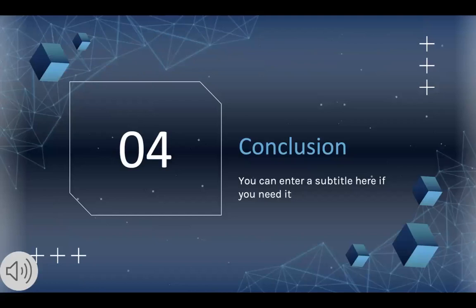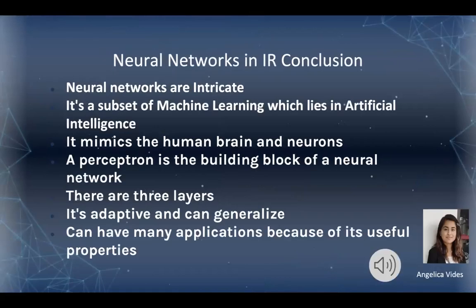In this section, we are going to briefly summarize our findings throughout this presentation. In conclusion, neural networks are quite intricate since they're made up of quantitative models, they're adaptive to learning, and they're comparative to a brain. Neural networks are a subset of machine learning, which lies in artificial intelligence. It should be noted that deep learning is a subset of neural networks where it uses multiple layers of neural networks. It mimics the human brain in neurons. A neuron in a neural network is just a simplified mathematical model and is the basic processing unit in a network. A perceptron is the building block of a neural network.